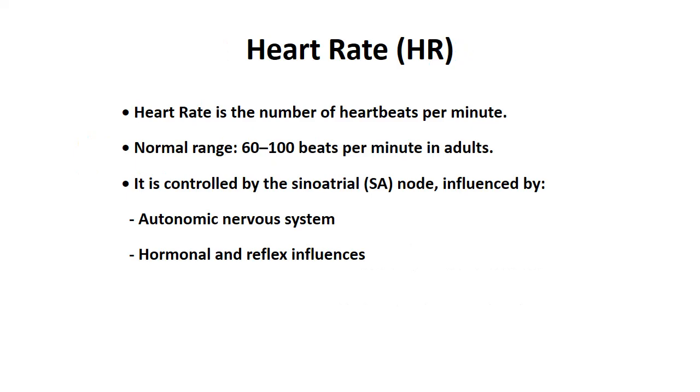Heart rate is the number of heartbeats per minute, normally between 60 and 100 in adults. It's controlled by the sinoatrial node, the heart's natural pacemaker, and influenced by the autonomic nervous system as well as hormones and reflexes.